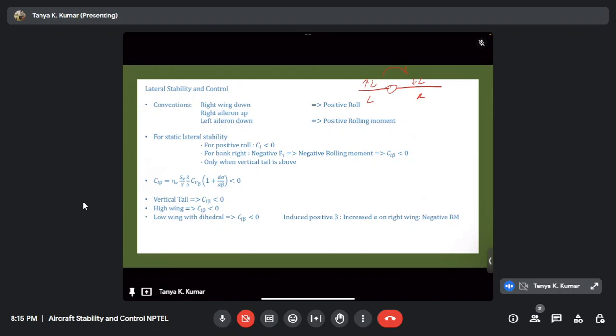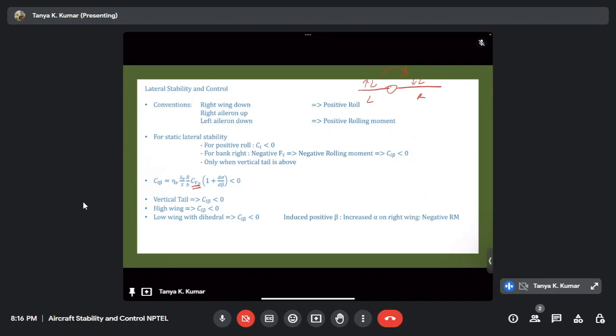Now for static lateral stability, you require Cl beta to be less than 0. So for the stability, the condition that we have is Cl beta should be less than 0. This you must remember, it's only when the vertical tail is above the fuselage reference line, not when it's below. The equation for Cl beta is given here, and since we know that Cy beta is negative, all other terms being positive, the entire Cl beta is less than 0, which is what we require.